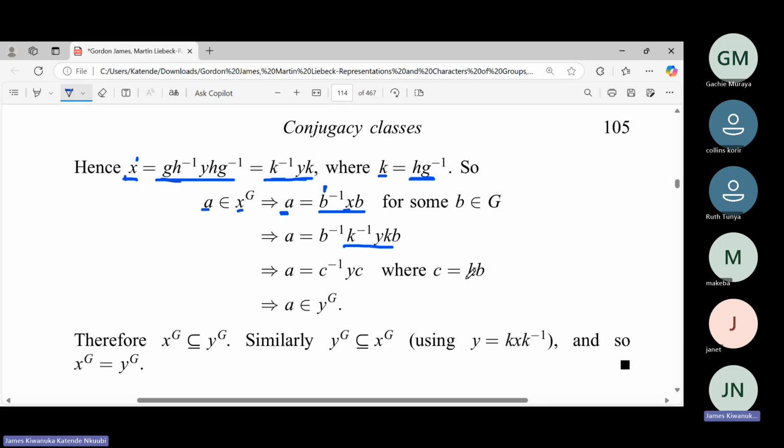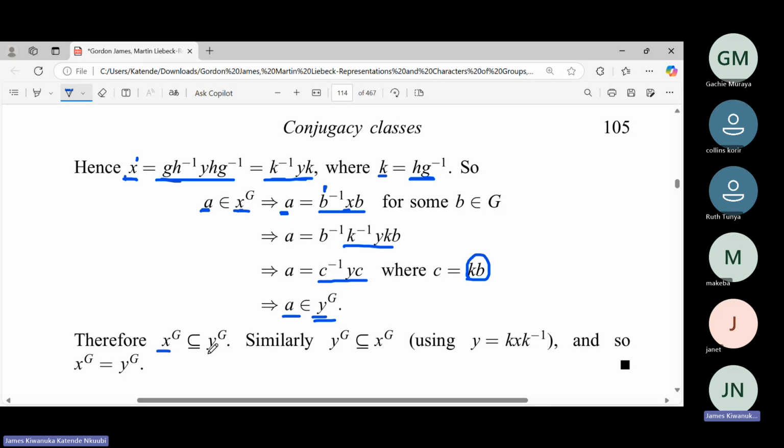And if we take C to be KB, we can write A as C inverse YC. So what does this mean? It means A is in the conjugacy class of Y. So we picked an element A from the conjugacy class of G and shown that it must be in the conjugacy class of Y. So we proved one inclusion.